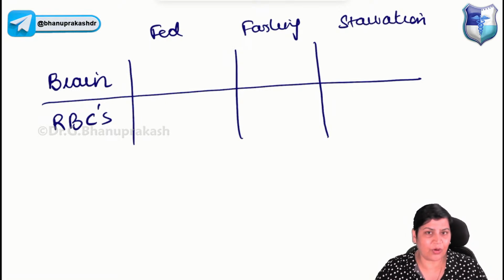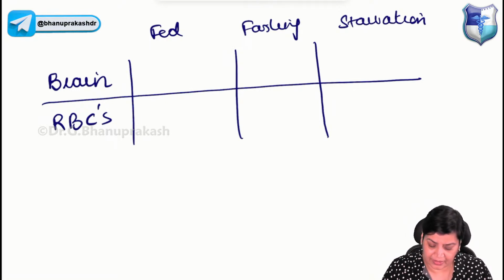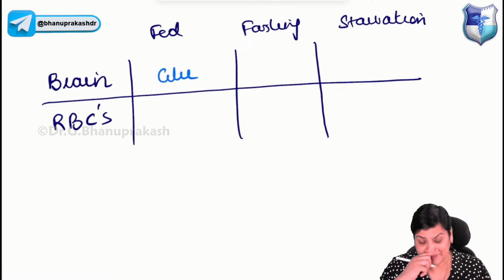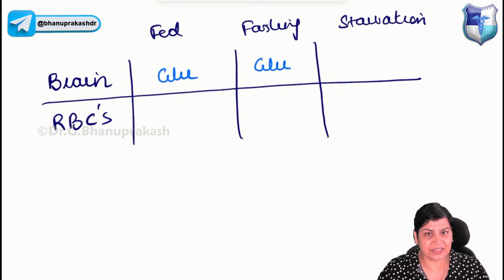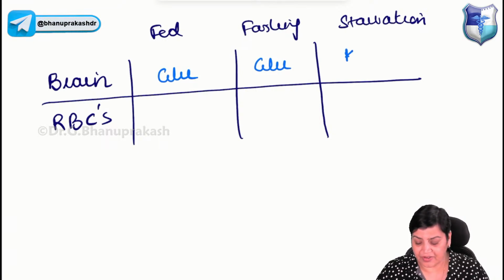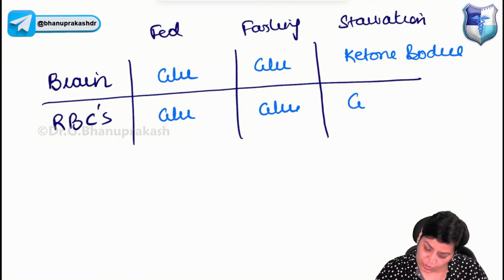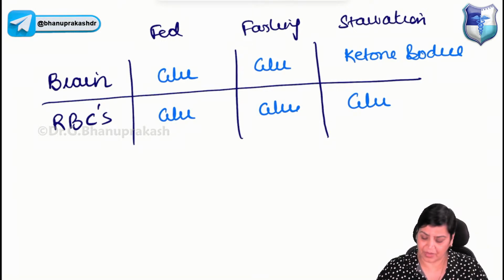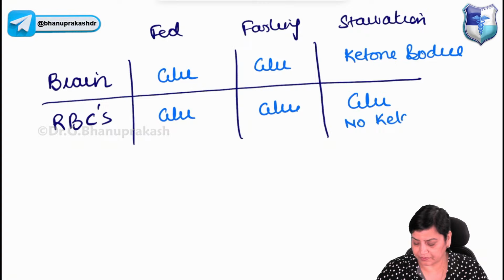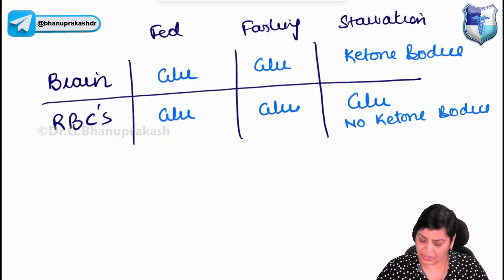So if we talk about energy, brain will require glucose in the fed state, glucose in the fasting state, and in starvation it requires ketone bodies. And RBCs will require glucose in the fed state, glucose in the fasting state, and glucose only during starvation. No ketone bodies. Why no ketone bodies? Because ketone bodies are synthesized in the mitochondria. So no ketone bodies, as they lack mitochondria.